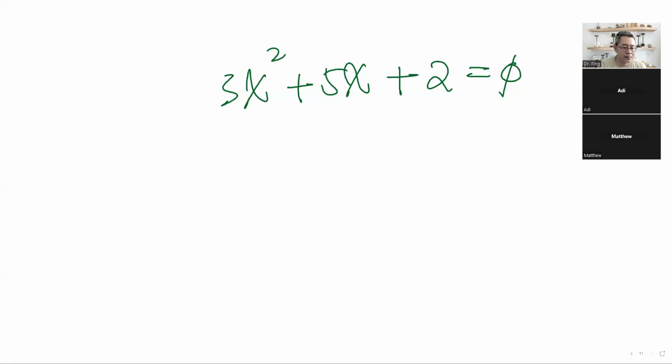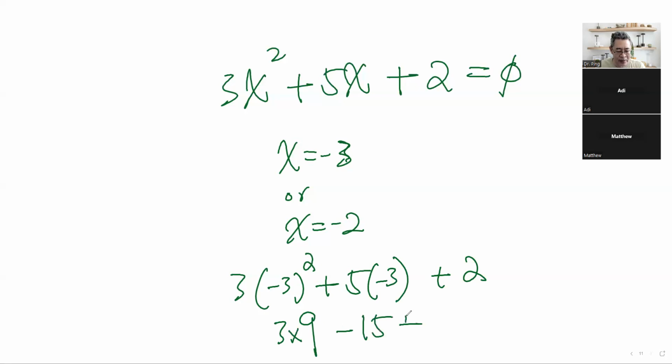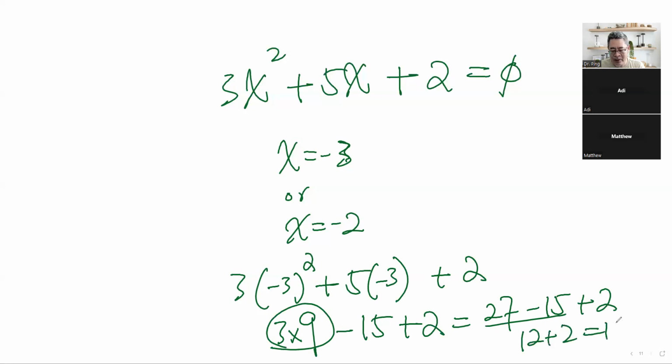I got x as -3 and -2. So x is -3 or x is -2. That's what you got. Okay, let's see. One thing you can check is plug in and see if that's the case. If it's -3: 3 times -3 squared plus 5 times -3 plus 2. -3 squared is 9, so 3 times 9 is 27, minus 15 plus 2. 27 minus 15 is 12, plus 2 is 14. So that's not 0. So we know this is not the solution.